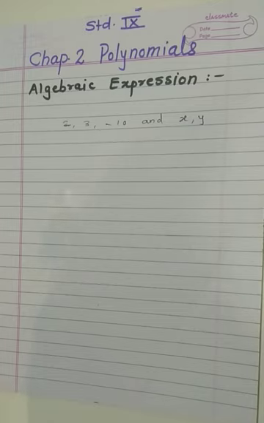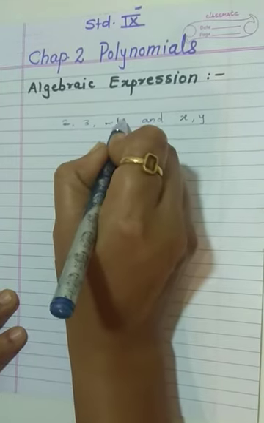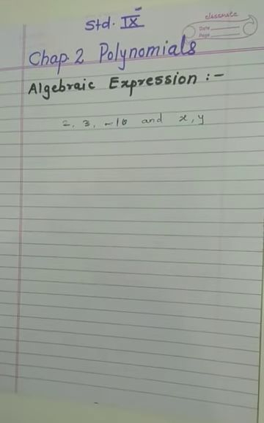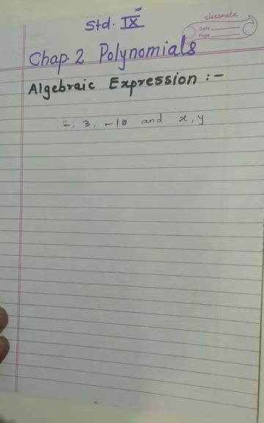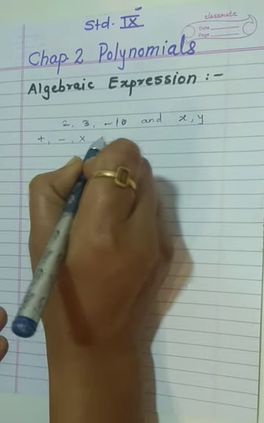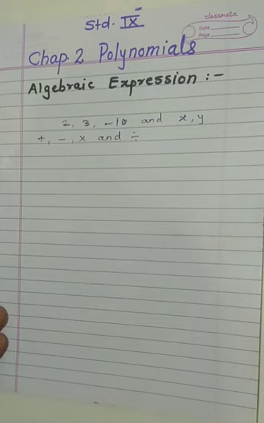You have studied the concept of algebraic expressions in standard 8. Now let us revise it. An algebraic expression is a combination of constants and variables, that is 2, 3, minus 10, like this, the constants, and variables x, y, m, n, like this. That means a combination of constants and variables connected by the four fundamental mathematical operations plus, minus, multiplication and division is called an algebraic expression.